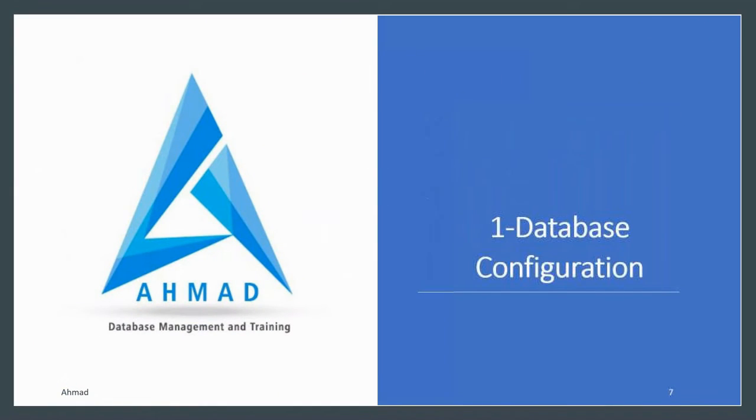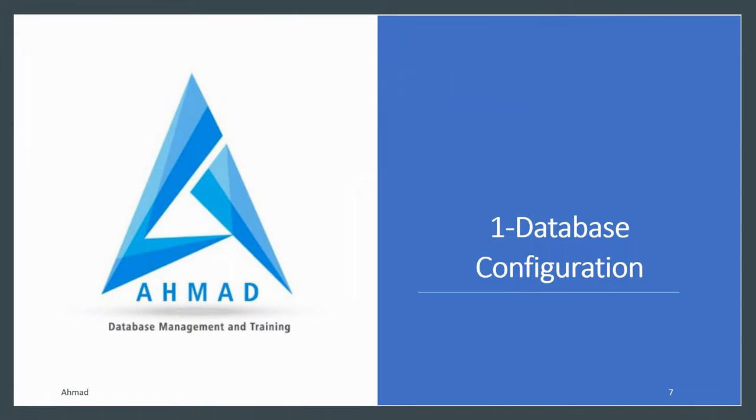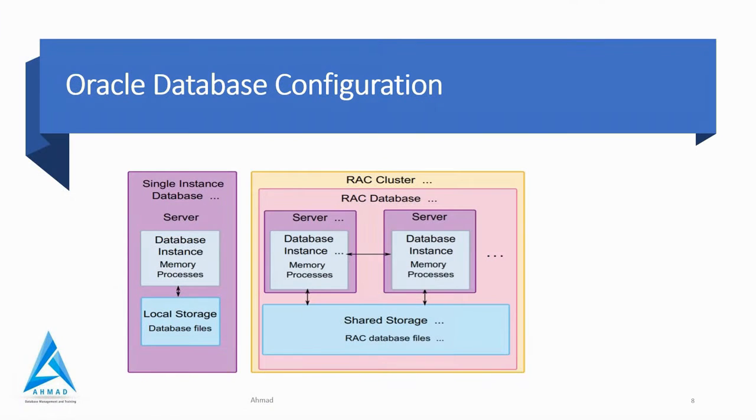So let's begin with the database configuration, the first topic. Actually, we have two types of database configuration. One is single instance and another one is multiple instance. Multiple instance we call a RAC or cluster. So these are the two types of configuration you can basically use in your environment.